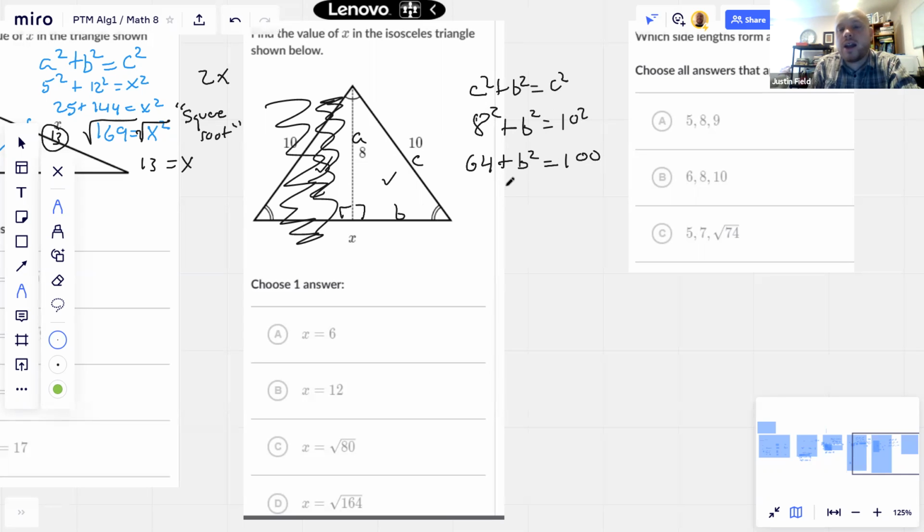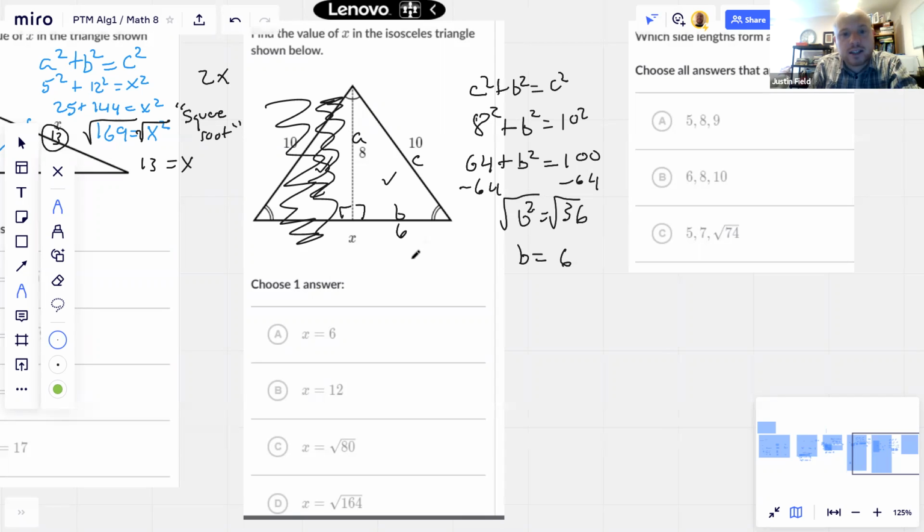100. And so this time, since our variable was an A or a B, we have to subtract. You can always use that. If the variable is C, you add. But if the variable is A or B, you end up subtracting the two numbers. So that would be 36. All right, so then we square root both sides and we get 6.